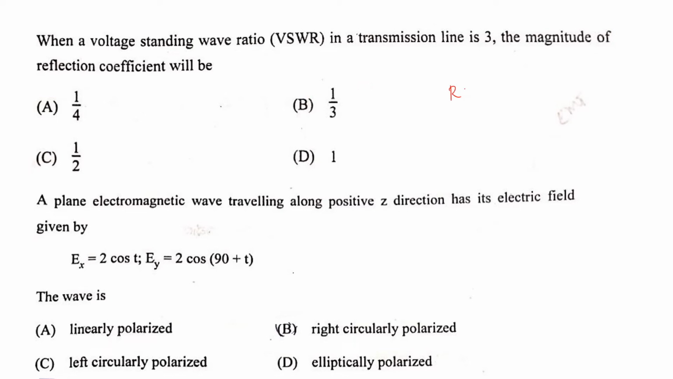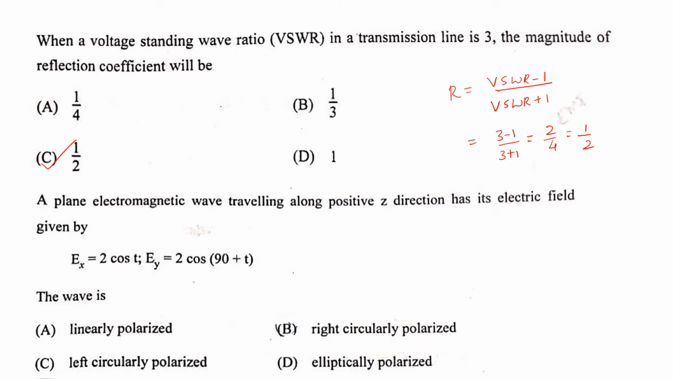Reflection coefficient R is given by (VSWR minus 1) divided by (VSWR plus 1), that is (3 minus 1) by (3 plus 1), which is equal to 2 by 4. The value is 1 by 2. Option C is correct.